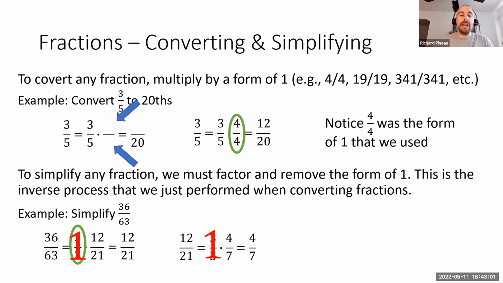Now, 4/7 can't be simplified anymore. There's no other form of 1 aside from 1 over 1, which is boring, but there's nothing else I can factor out of both of those. So that's how we know the process is done.